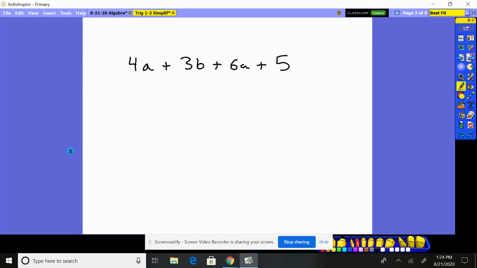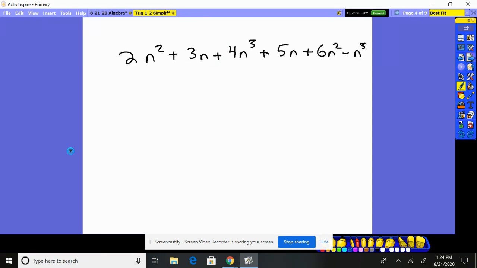So here, when I want to put things together, does anybody combine? Well, I have 4a and 6a. Those will combine. There's no other a's. How many total a's do we have? Well, that's 10 a's. You have 3b. Are there any other b's? No. So it's just plus 3b. And then you have the number 5. There's no other numbers to put it together with. So that's what we get when we simplify that expression.